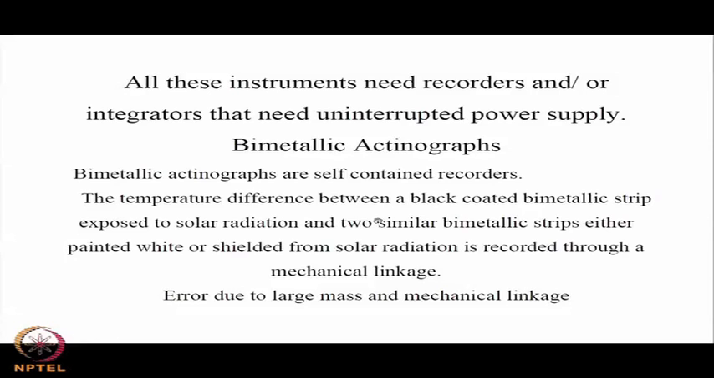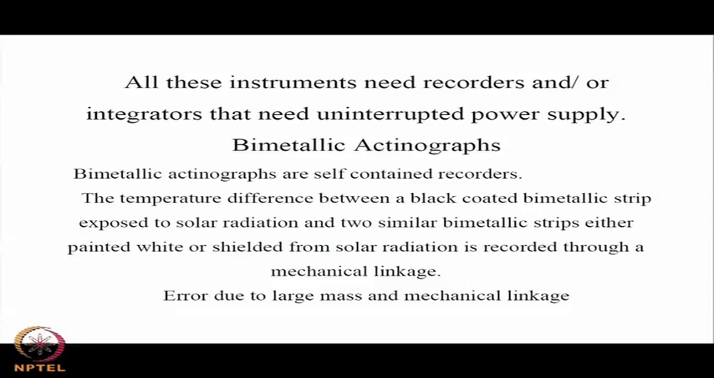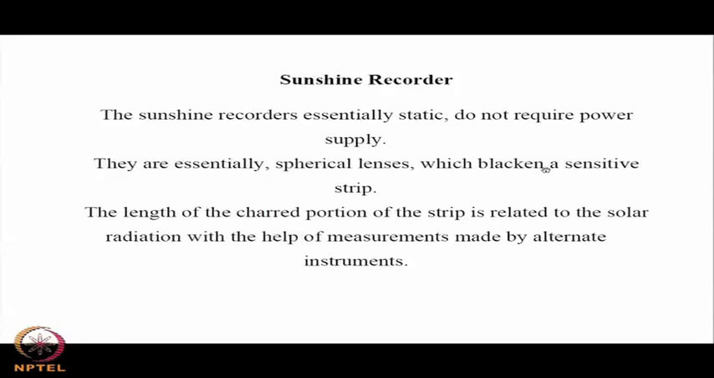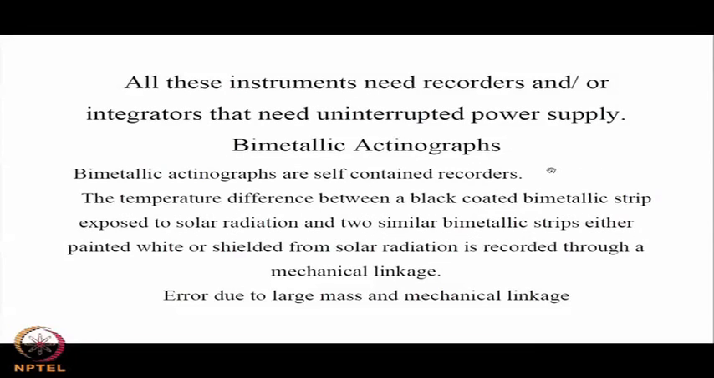There is another instrument called the bimetallic actinograph, and these are self contained recorders, because essentially they depend upon the displacement of a length of a black coated bimetallic strip exposed to solar radiation, and the other bimetallic strip is painted white or shielded from solar radiation, which produces a mechanical linkage through which the solar radiation is indicated. And this error is larger because of a lot of mass of the mechanical arrangement, plus also due to the mechanical linkage.